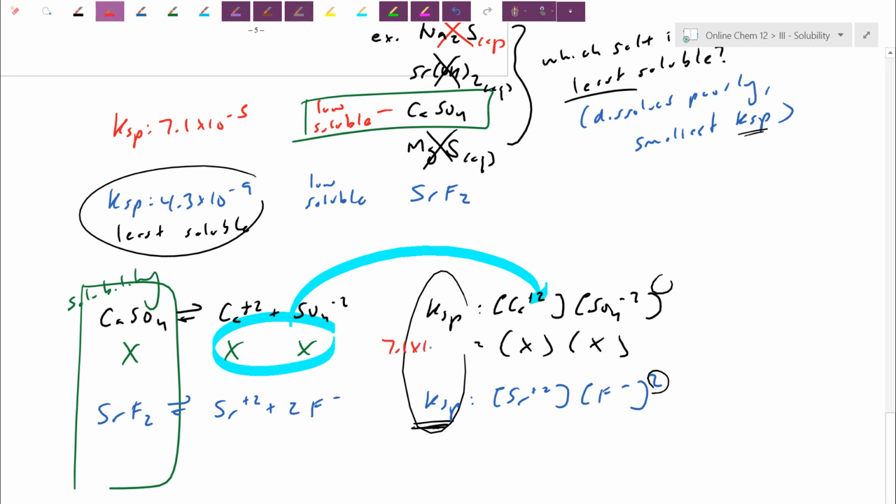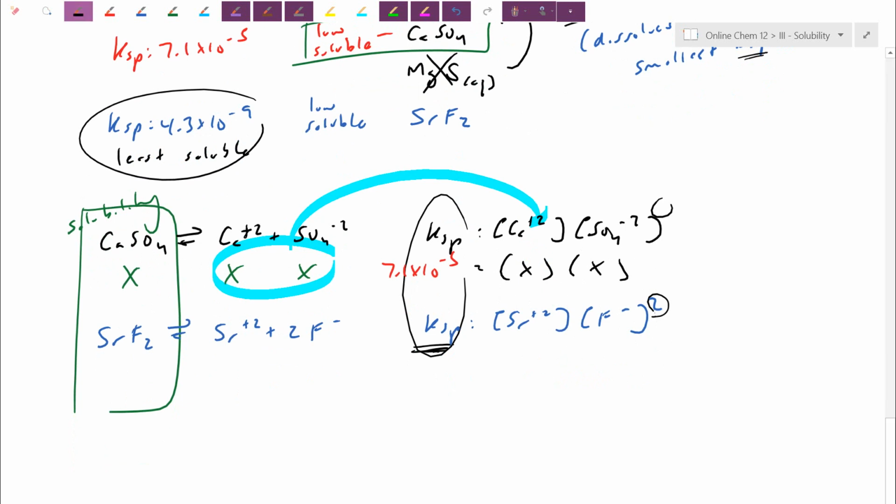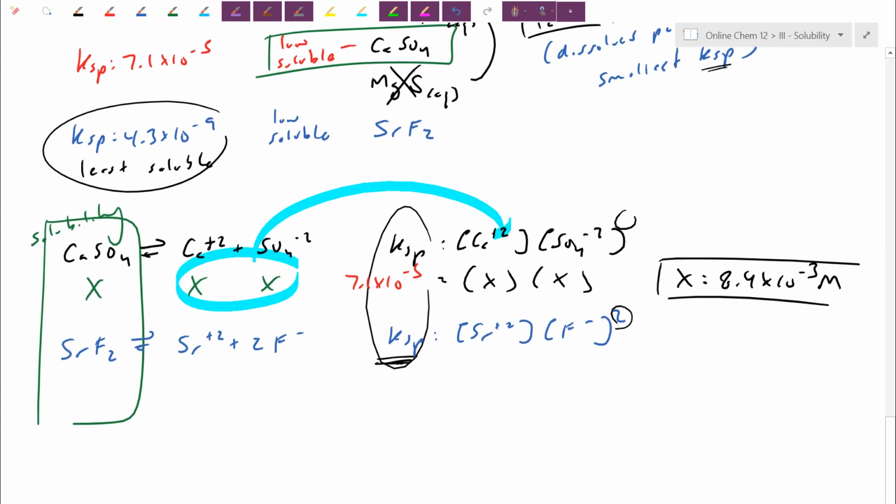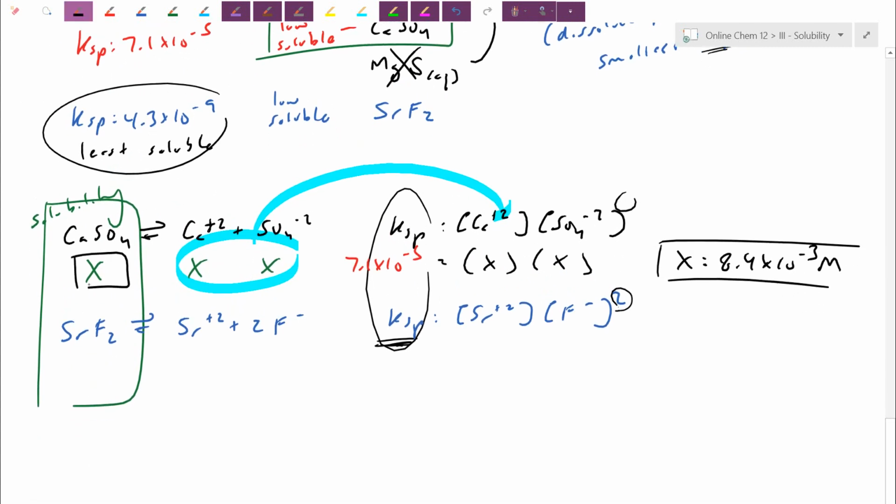I had that number from earlier, 7.1 times 10 to the negative 5. What's the x, which is the solubility? The root of 7.1e negative 5, x is 8.4 times 10 to the negative 3. Right? Always go back and reread the question. What were they after here? They were interested in which one is least soluble. You've now found that the molar solubility for calcium sulfate is 8.4 times 10 to the negative 3.